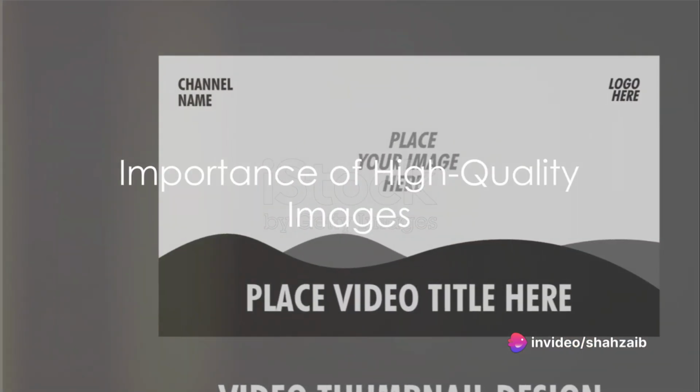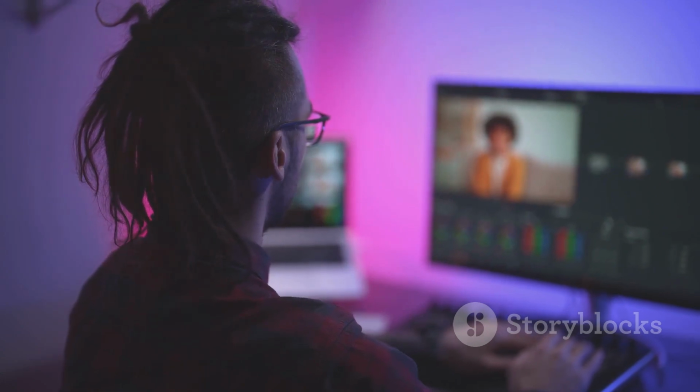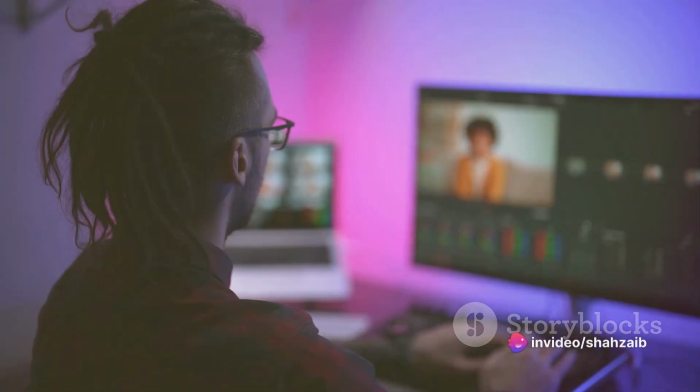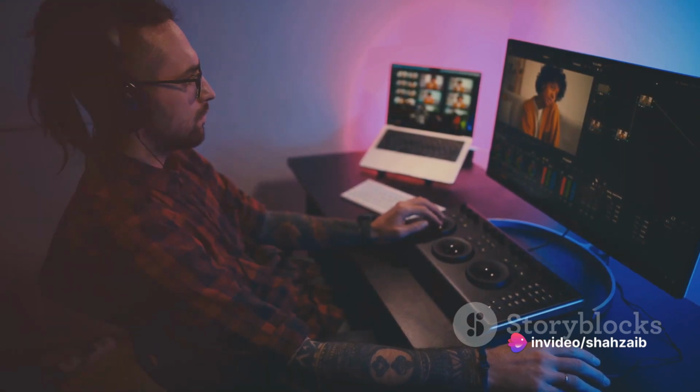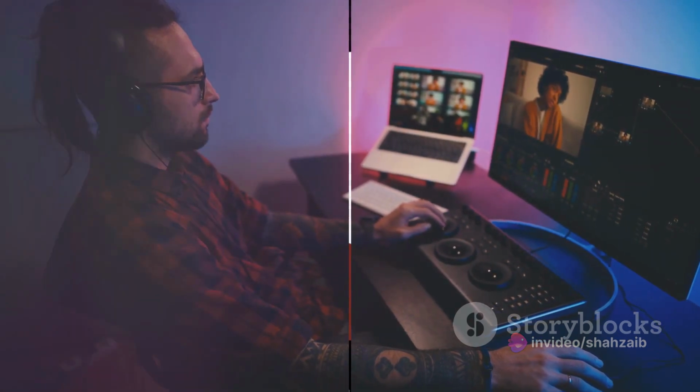Step 3. We've got to talk about images. High-quality images are a must. Blurry or pixelated images give the impression of low-quality content. So invest in a good camera or hire a professional photographer if you need to. Remember, the image should be relevant to your content and interesting enough to pique the viewer's curiosity.